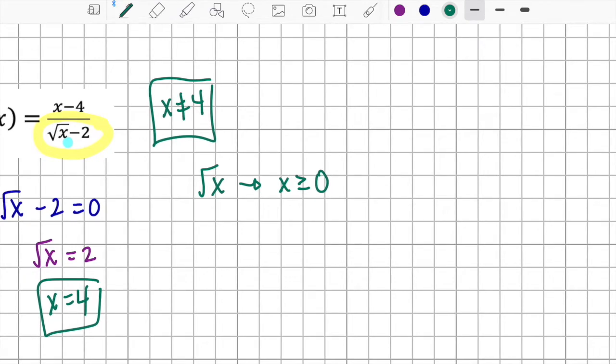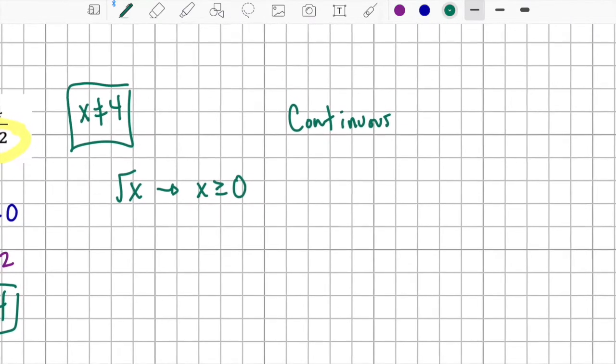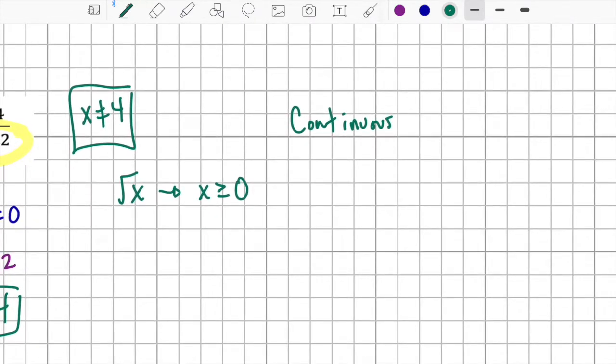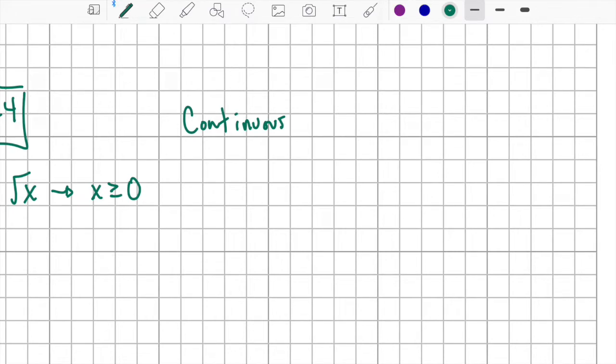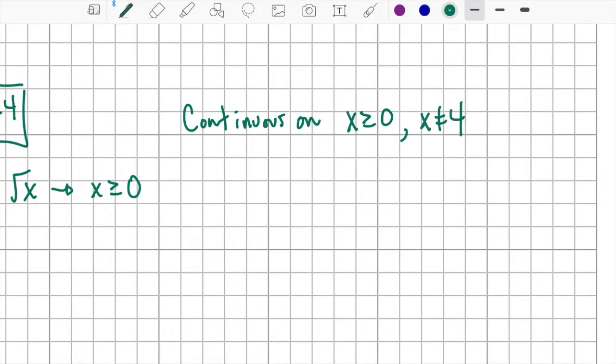Well, in the previous problem, we said that it was continuous for x greater than or equal to 0. But in this situation, if I just put x greater than or equal to 0, that means the 4 has to be included there, because it's 0, and then everything in between 0 and 1, and then everything in between 2, 3, 4, but 4 cannot be included. So therefore, we can say that it is continuous on x greater than or equal to 0, comma, but x cannot equal 4.